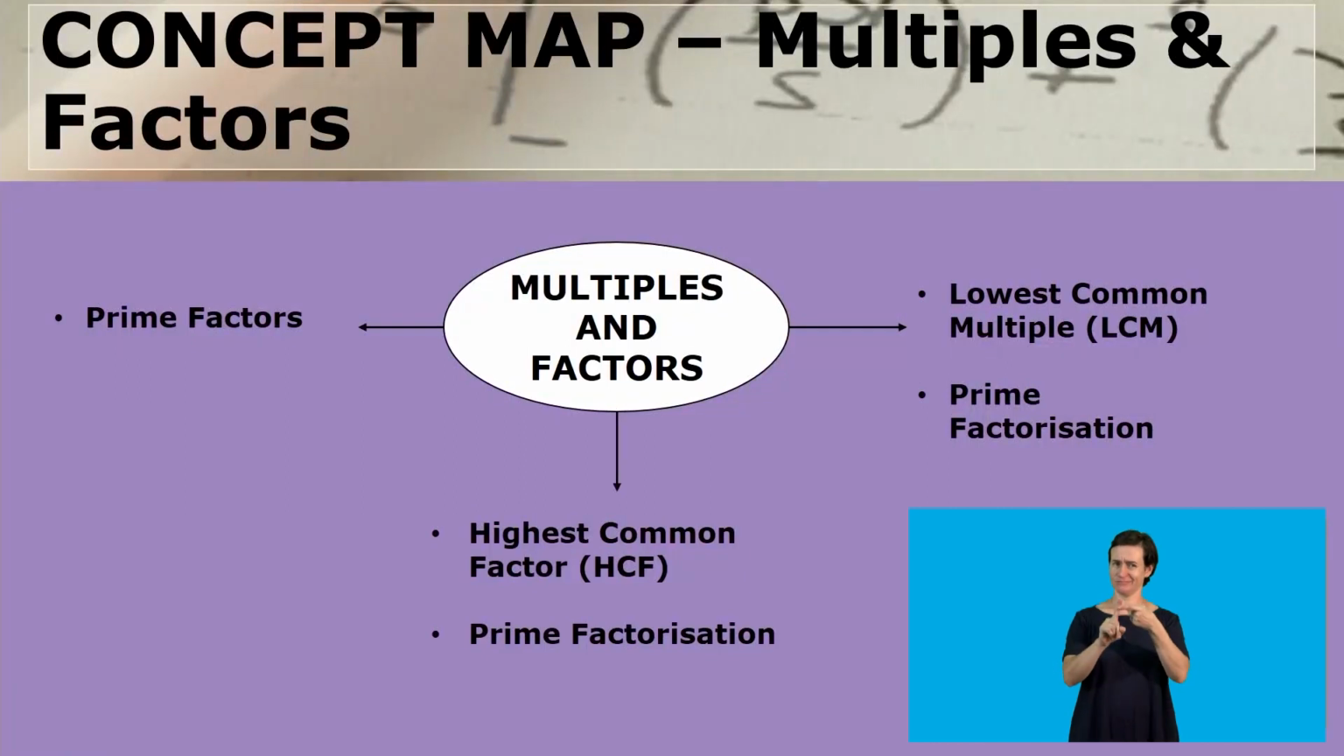So we are first going to look at prime factors, right? And then we are going to look at the lowest common multiple, and we're going to do that using prime factorization. Then we are also going to look at the highest common factor, and we're going to do that using prime factorization. Some pre-knowledge that you should know for this lesson.